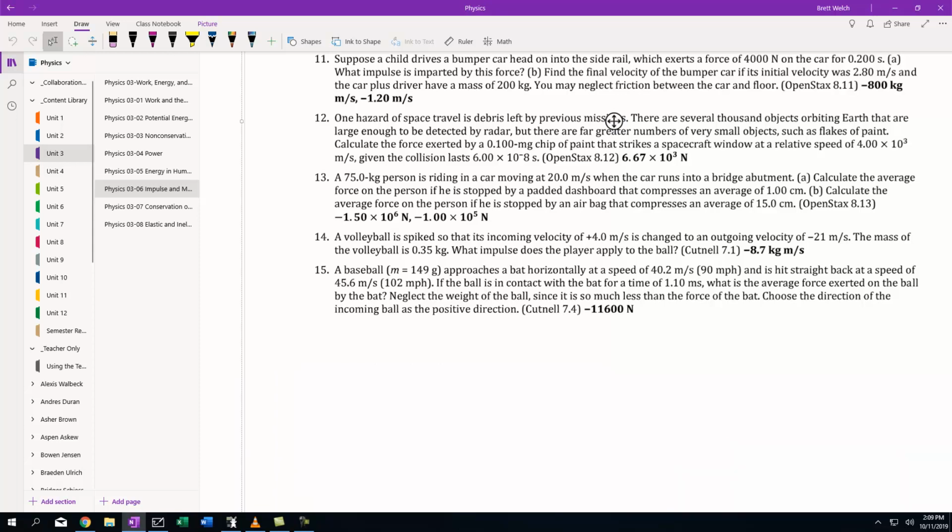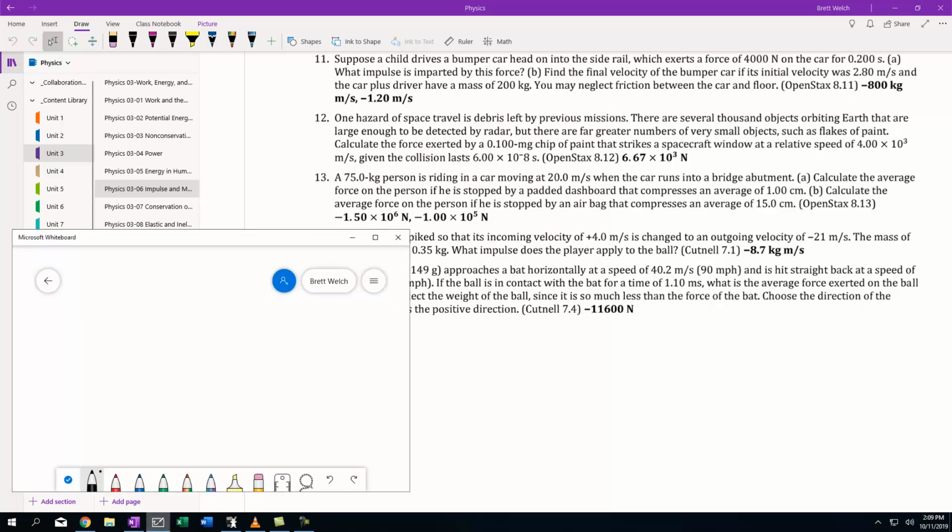So on question 12, we want to know what amount of force is going to be experienced by that windshield. So let's take a look at what we're given. If we start looking at what we're given in question number 12, it says that we have a force being exerted by a 0.1 milligram chip.